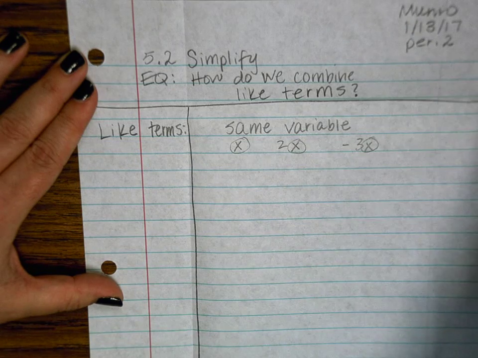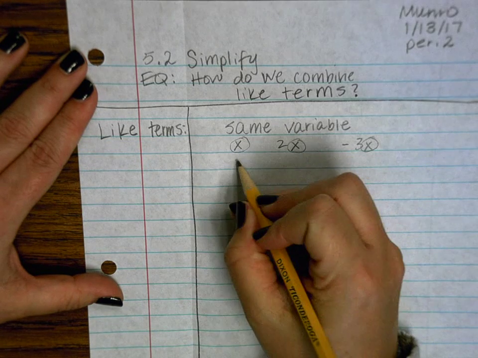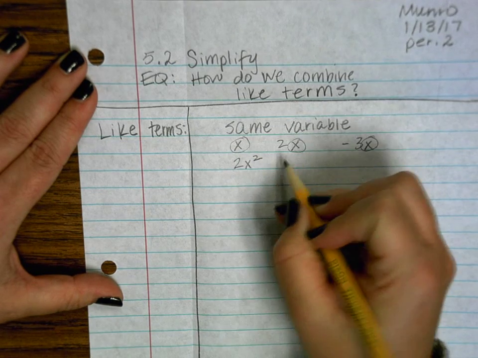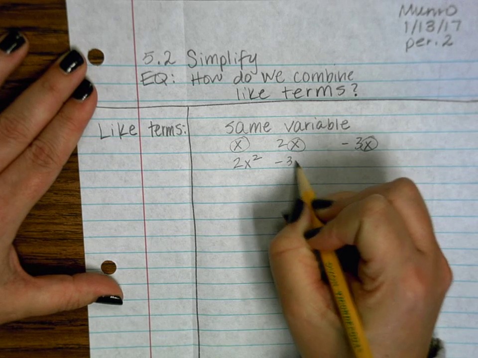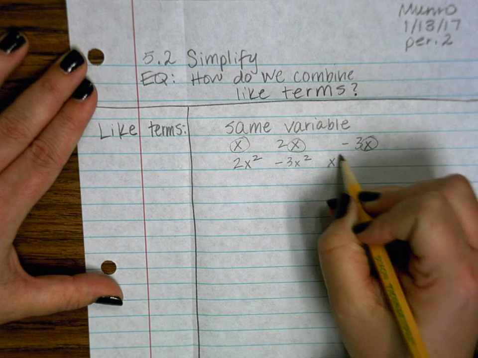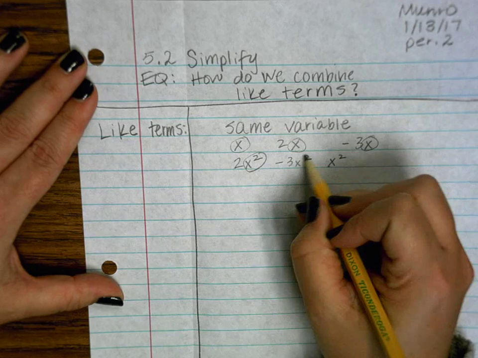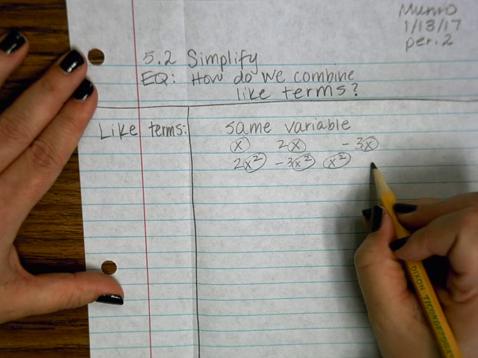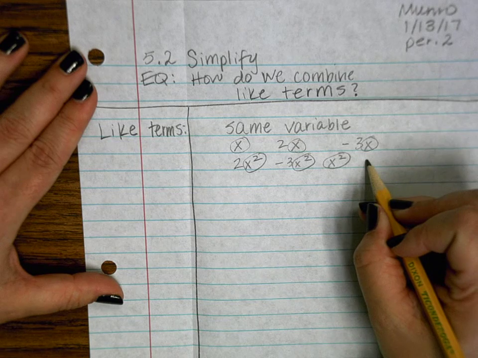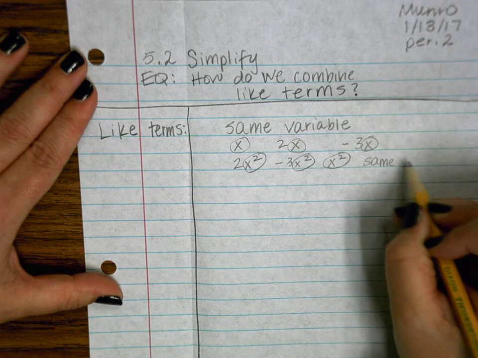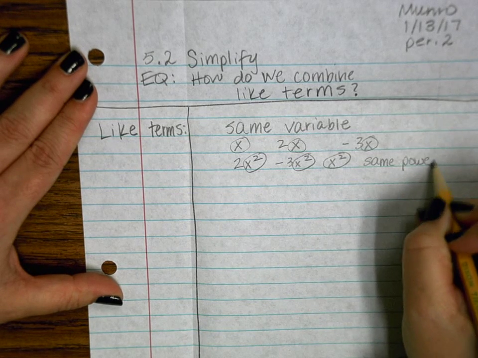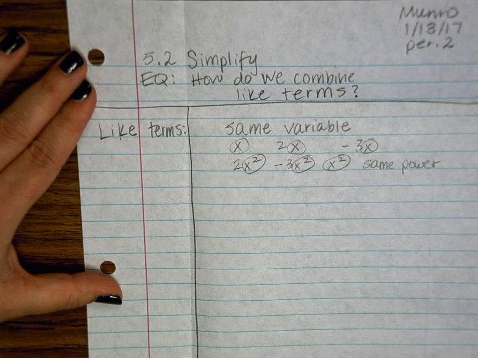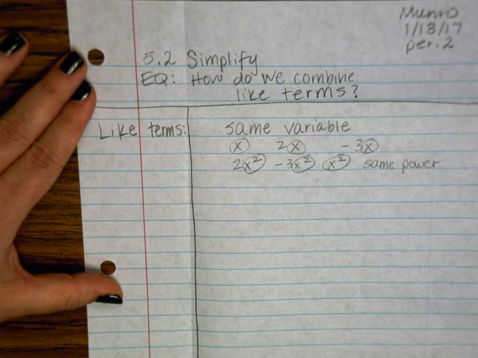And then we also saw the ones with the power. So like 2x squared, negative 3x squared, and just x squared. So you can circle those x squareds. They're all the same. So same variable, and then maybe off to the right here, same power. That's like terms.